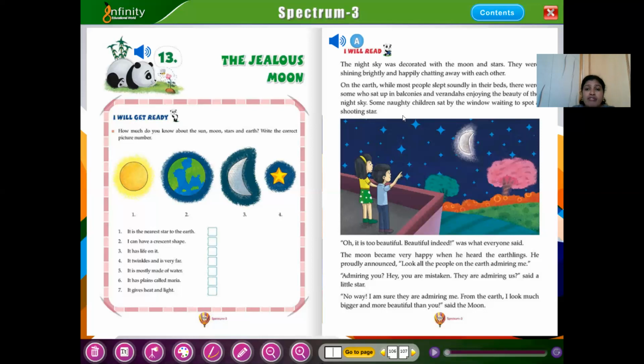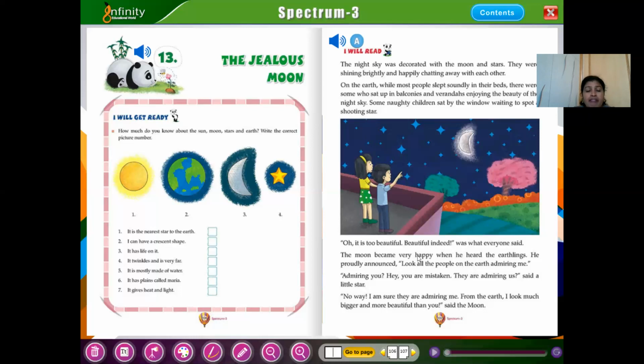Usually when we are children, we are also waiting, oh, the star will fall down. That means a shooting star. We are also waiting to watch the shooting star. Like that, some of the naughty children sit by the windows waiting to spot a shooting star. Shooting star, falling star, we call it also a falling star. Oh, it is too beautiful. Beautiful indeed. Was that what everyone said?